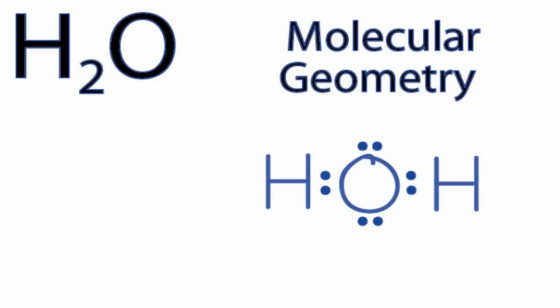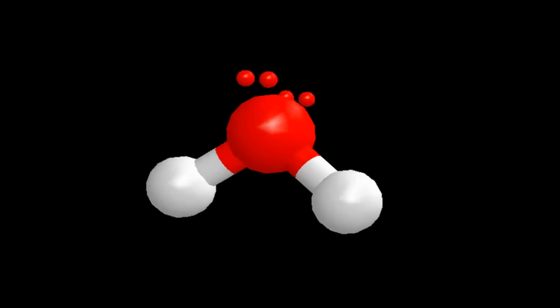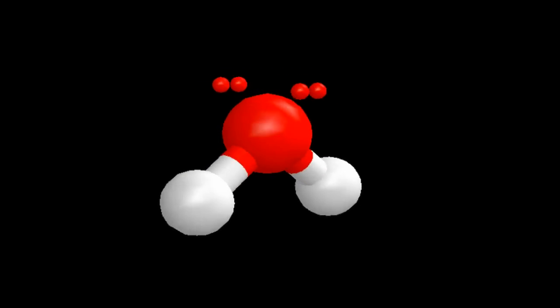In order to visualize that, let's look at it in 3 dimensions. So here's the water molecule. We have the red, that's the oxygen, and the hydrogens are the whites, and then the lone pair electrons, they're on top. So as we look at this, we can see it's not a straight molecule. It actually has a bent shape, and that's going to be the molecular geometry, bent.